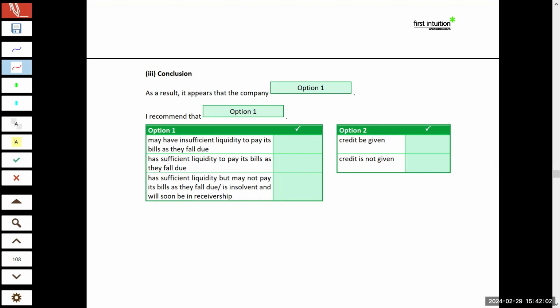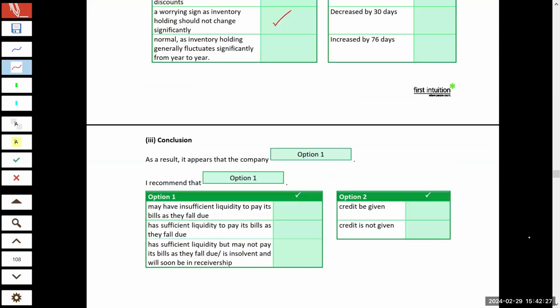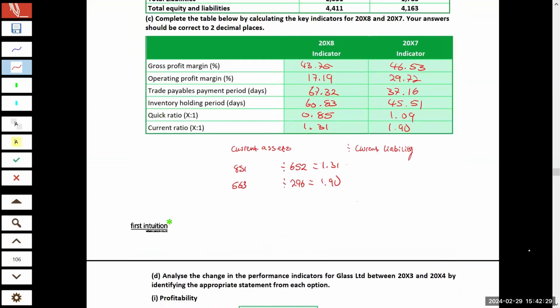So as a result, it appears the company is what? Company may have insufficient liquidity to pay its bills. It has sufficient liquidity. It has sufficient liquidity, but may not pay the bills and will soon be in receivership. Now, when we're looking at these, again, I'm using common sense. It doesn't look like it can pay the bills when it falls due. Again, we're looking at falling ratios. When you look at the ratios from one year to the other, essentially everything's deteriorating there, isn't it?